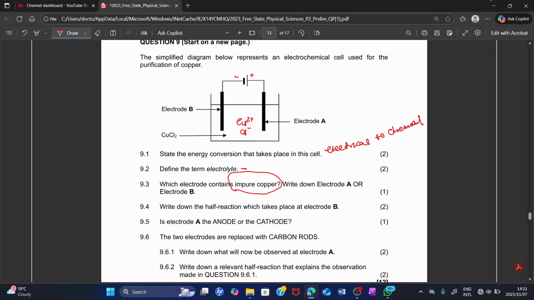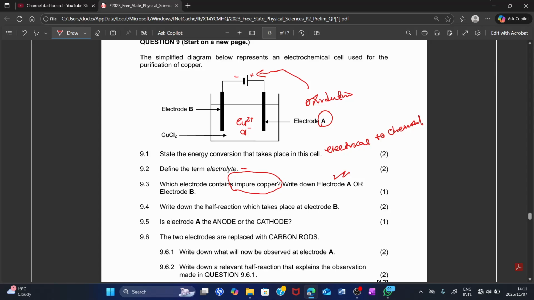So the answer is what here? The answer is A. The answer is electrode A. This is the one. That's where oxidation is going to take place. And it's a positive. In a galvanic cell, oxidation takes place at a negative. That is the reason why I'm saying that.